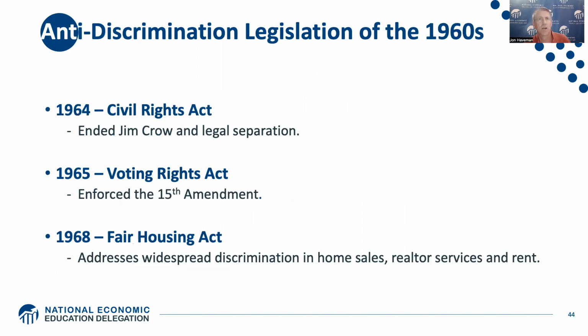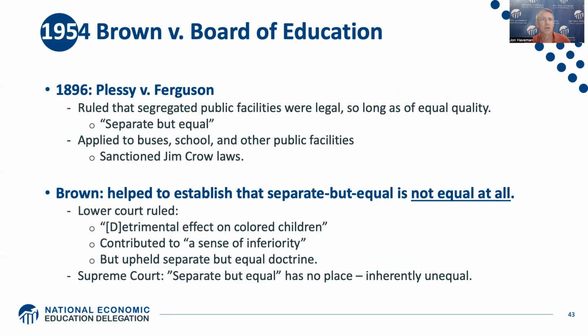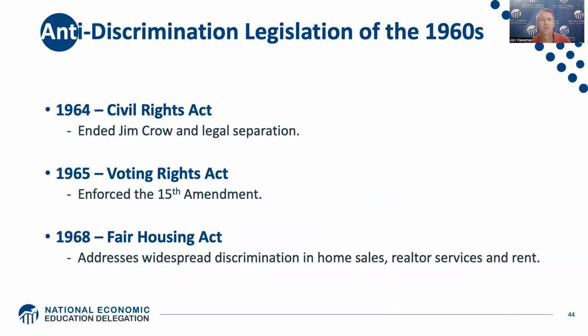Okay, so a little bit more on anti-discrimination legislation. I'm not an expert on this, so I'm not going to go into great detail. But in 1964, we had the Civil Rights Act, which ended Jim Crow and legal separation. Right, so it took 10 years from Brown v. Board of Education to legally get rid of segregated facilities.